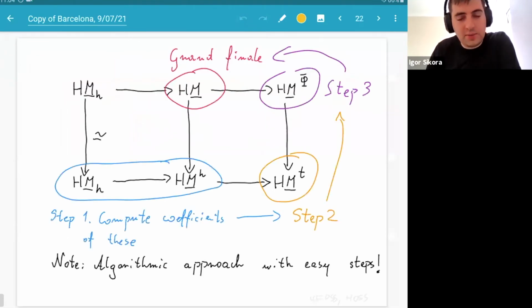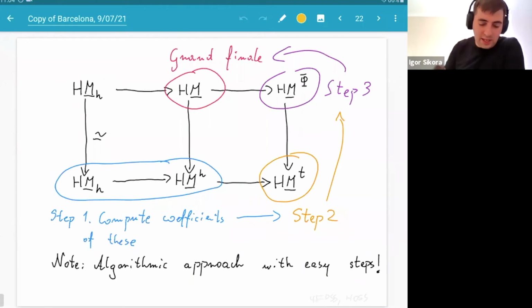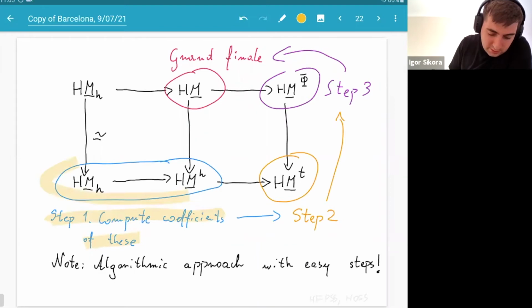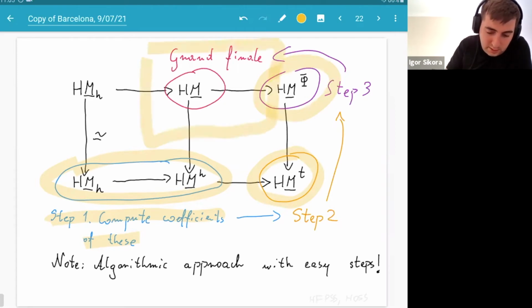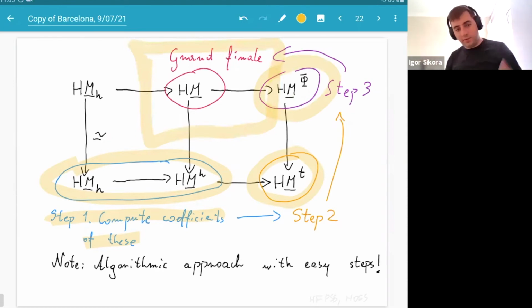And now we can see how this strategy looks on a diagram. So our first step will be to compute the coefficients of these two guys. Then in step 2, we will infer the coefficients of the Tate spectrum. Step 3 will be to compute the coefficients of the singular spectrum, and the grand finale will be the coefficients of the spectrum which we wanted to compute.